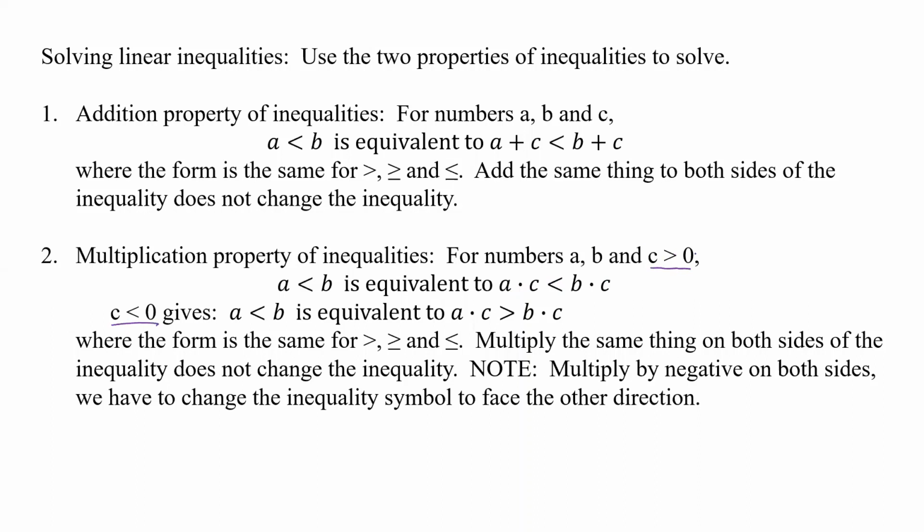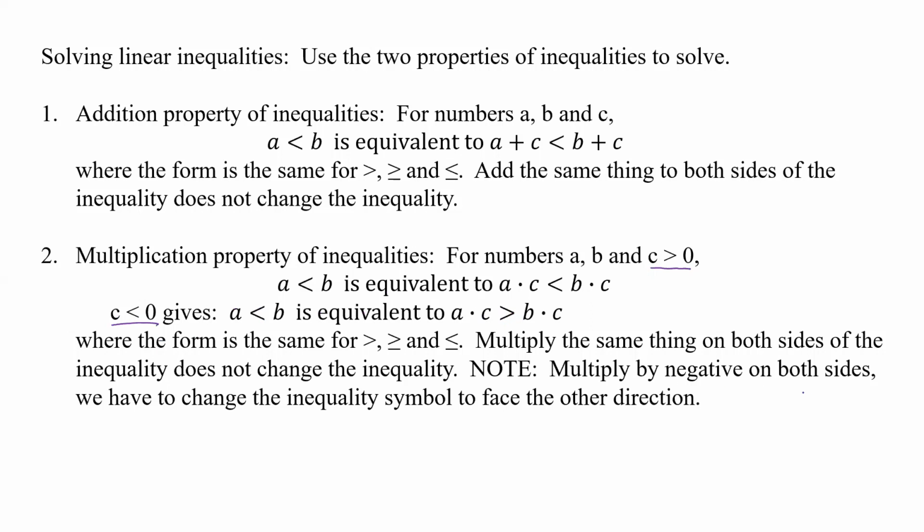So for the first one, c greater than 0, so basically a positive number, then we can say a is less than b is equivalent to a times c less than b times c, and basically we are multiplying the same thing on both sides of the inequality, which doesn't change the inequality. Now, if c is less than 0, that means it's going to be a negative number, and when we multiply by negatives, we have to change the inequality symbol, and so it goes from less than to greater than. That's the key with multiplying by negative numbers, and we have to remember that.